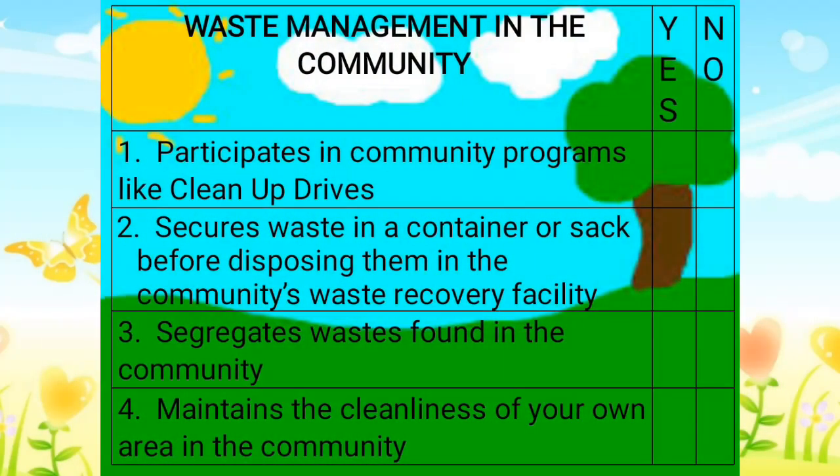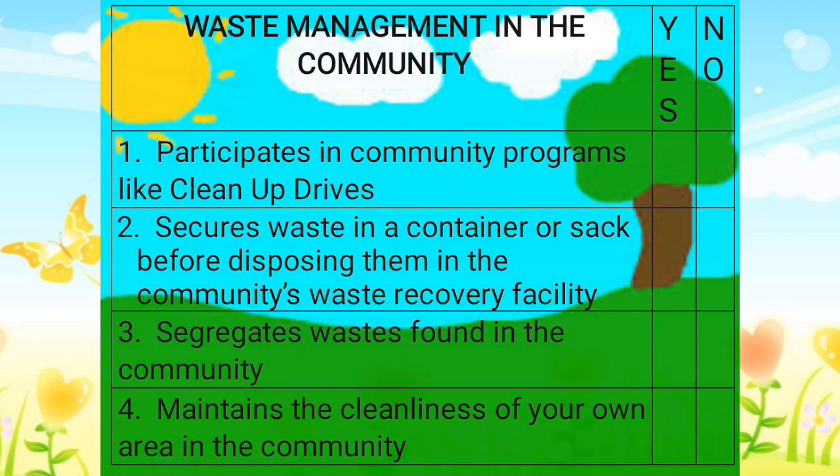For the checklist for waste management in the community, number 1, participates in community programs like cleanup drives. Number 2, secures waste in a container or sack before disposing of it in the community's waste recovery facility. Number 3, segregates waste found in the community. And number 4, maintains the cleanliness of your own area in the community.